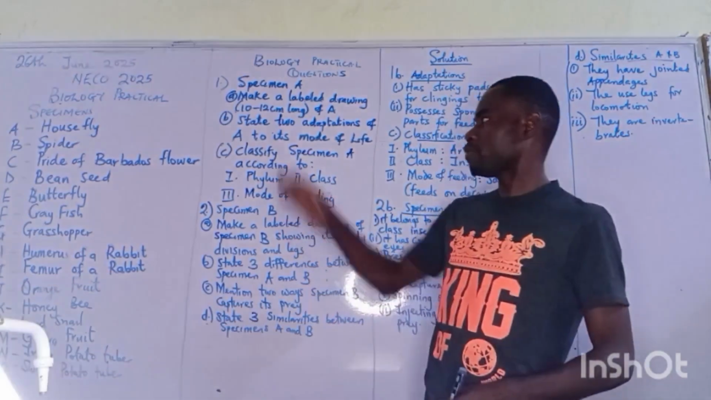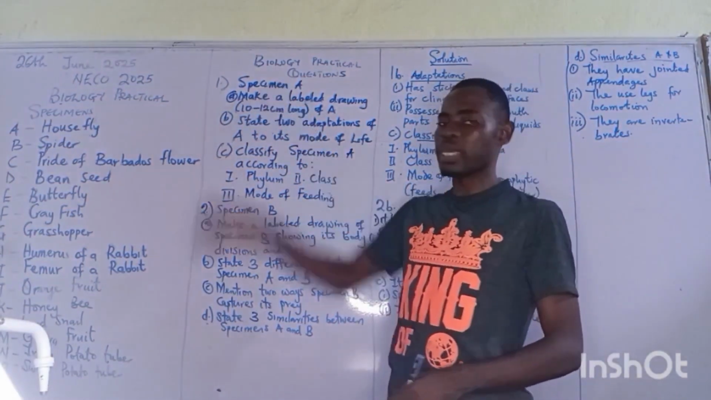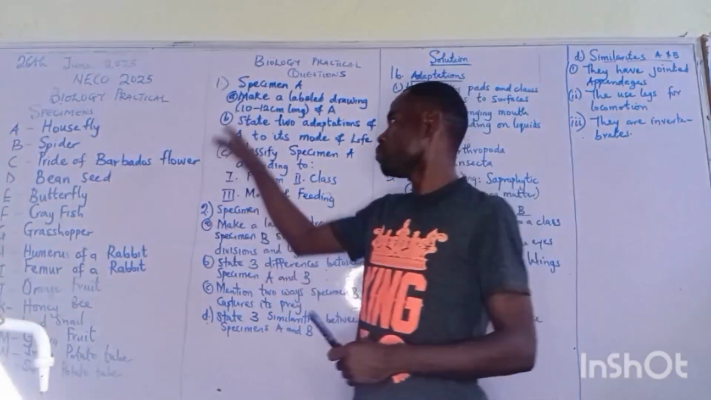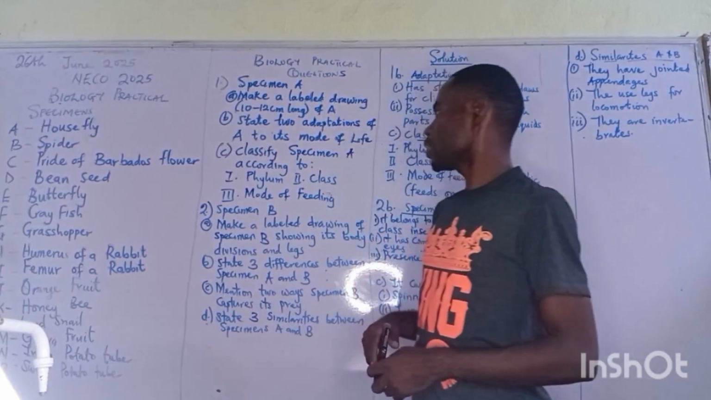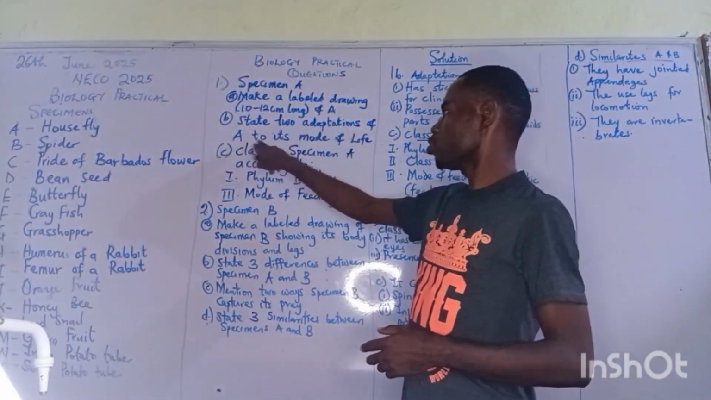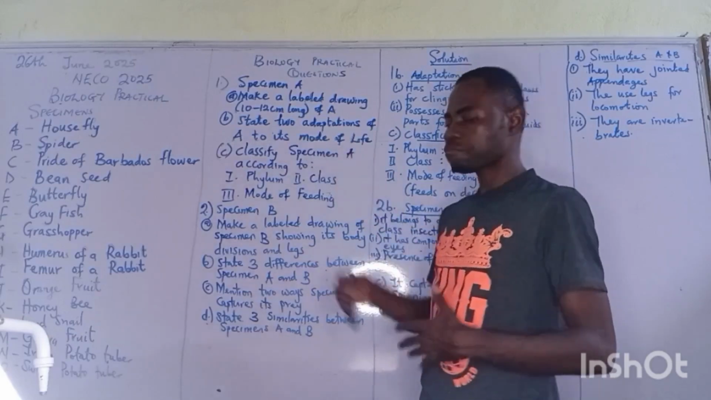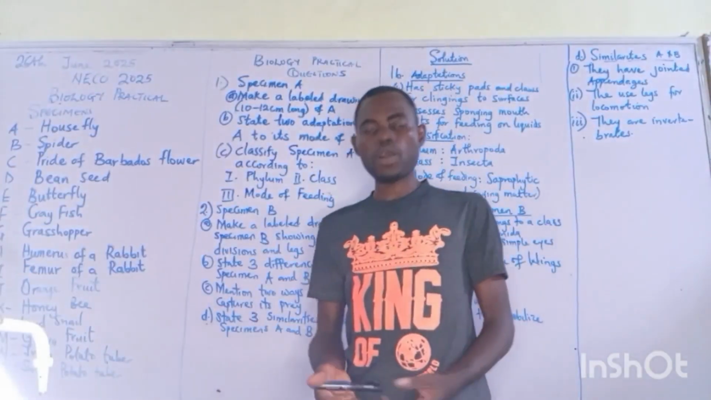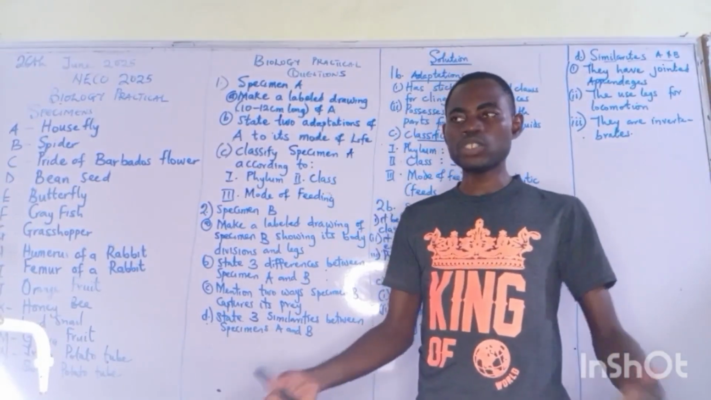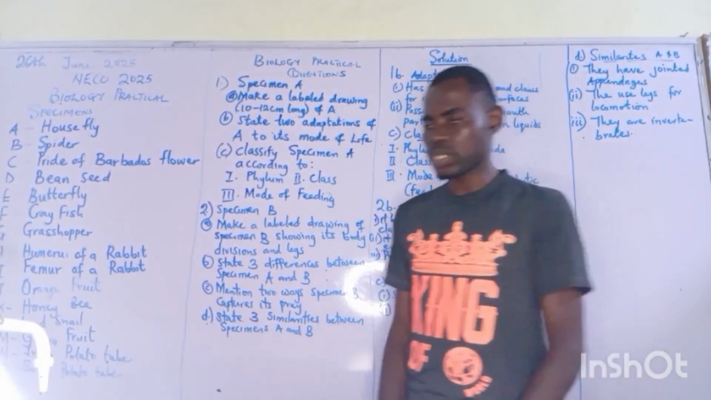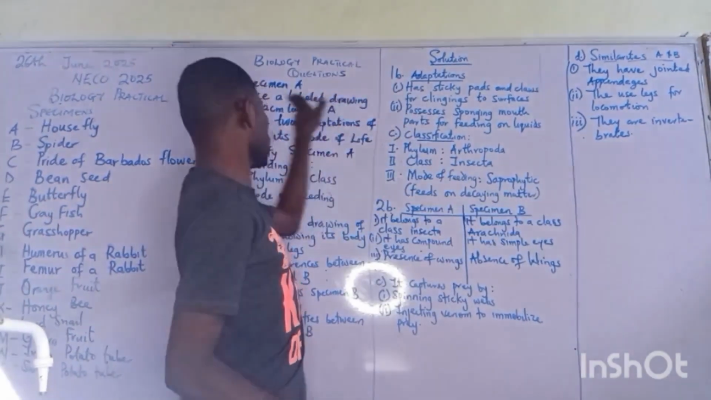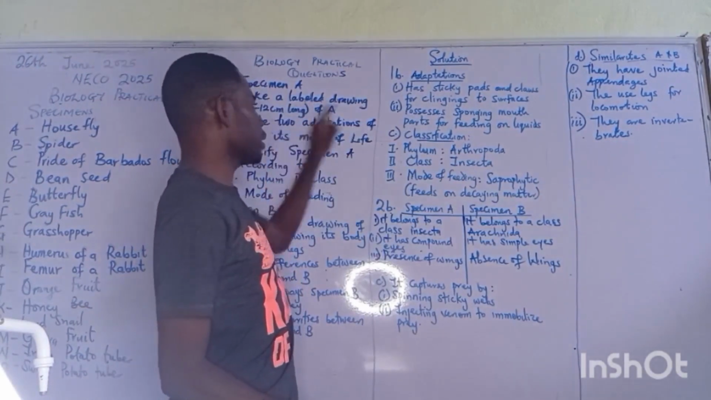So that was the issue of the diagram of specimen A, and you can see the diagram of specimen A on your screen. Now I move to question B. Question B says: state 2 adaptations of A to its mode of life. For housefly to live, what are the features it has, and how is it using those features?